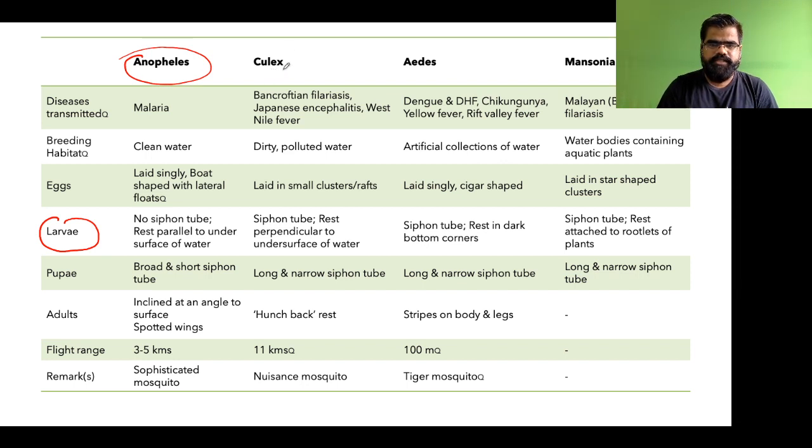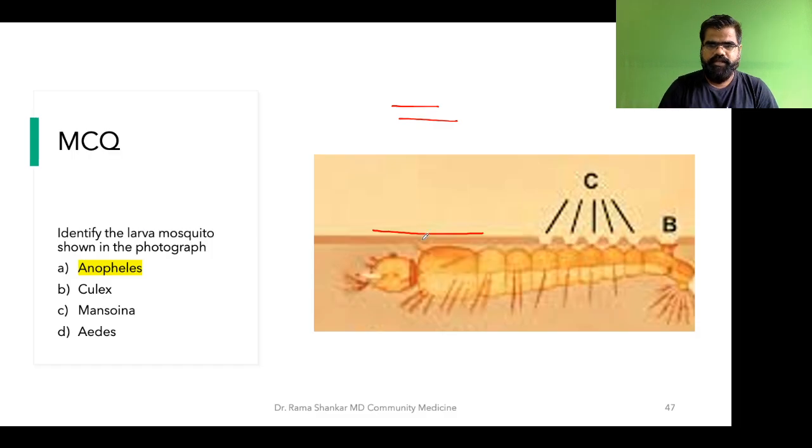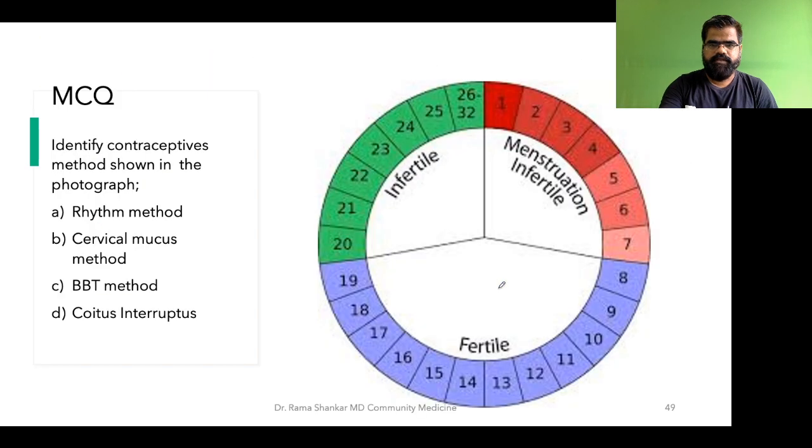What do you see in Culex? In Culex, students, this is the water surface. The larva will go just to the bottom. It will take an oblique angle, resting perpendicular to the undersurface, or it may go just below. It makes an angle. For Aedes also it makes the same angle. So the example, if you see, is a perfect example of an Anopheles larva because it is parallel to the surface.